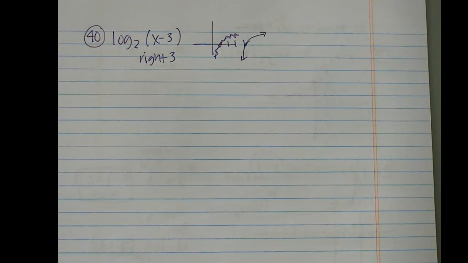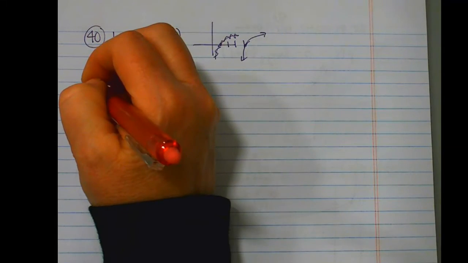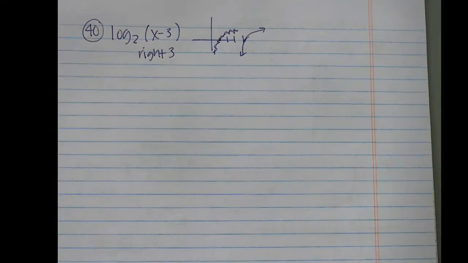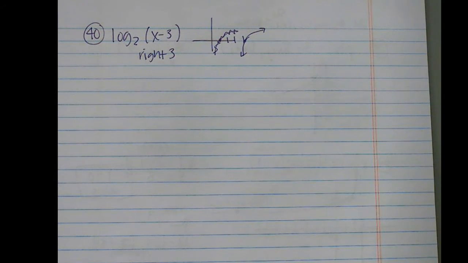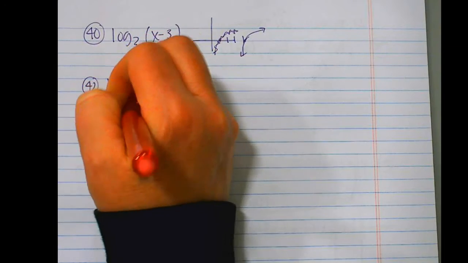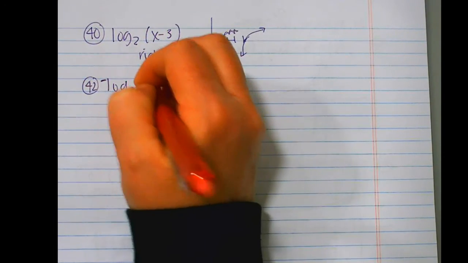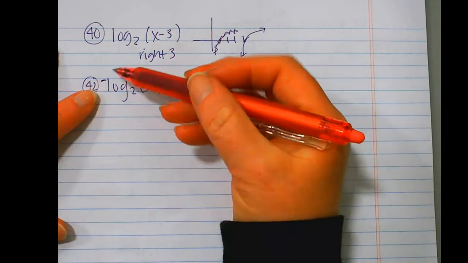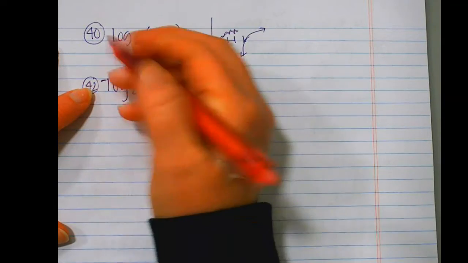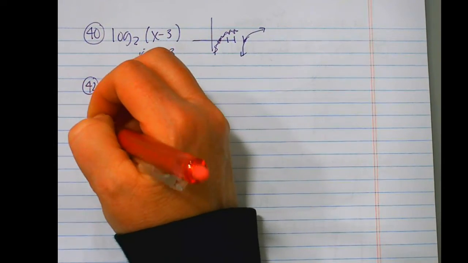So if you know what the parent function looks like, you can move it. And then I forgot 42. So I don't know what number that was. 40 went with F, like Frank. And then what did I say, 42? So 42 says minus log base 2 of x. So this is the only thing that's different. And the negative in the front means vertical flip.